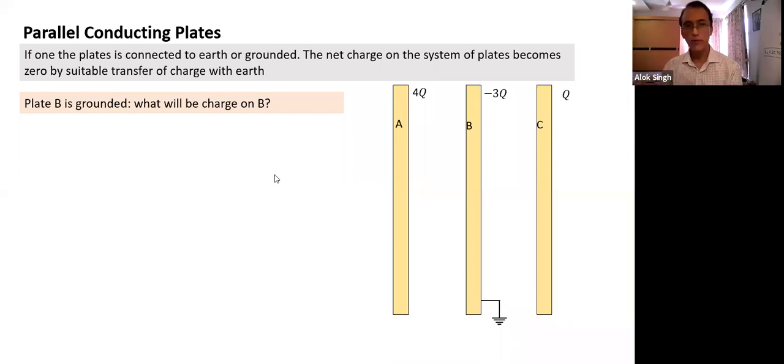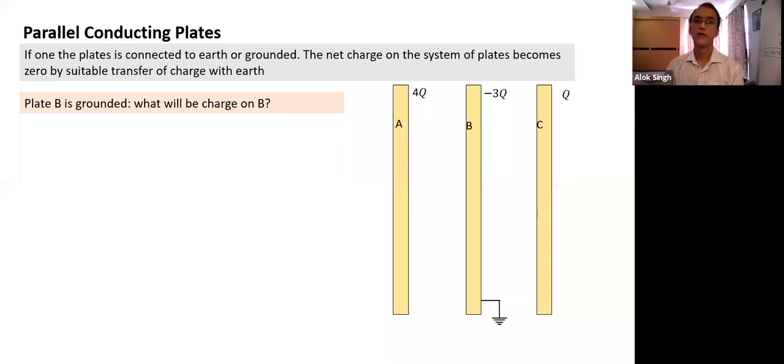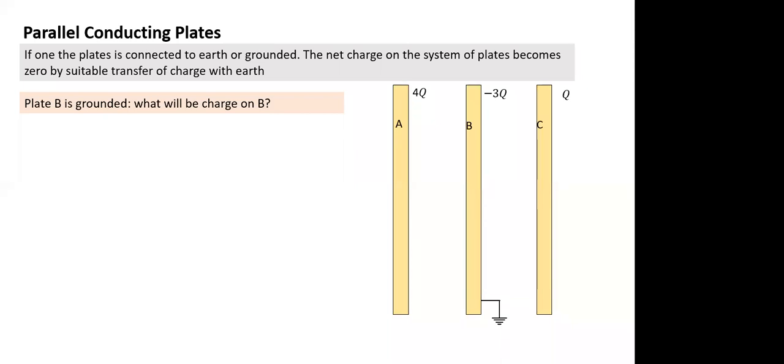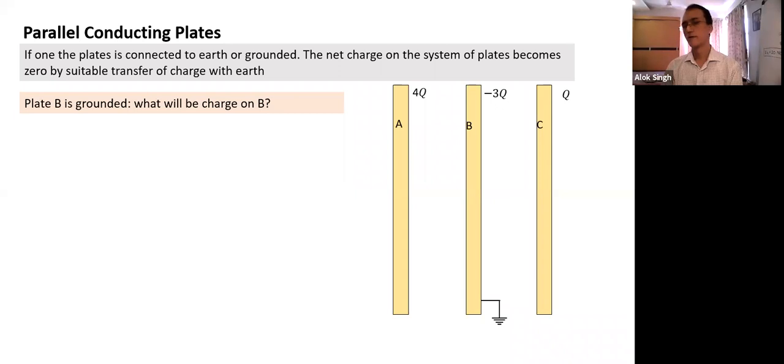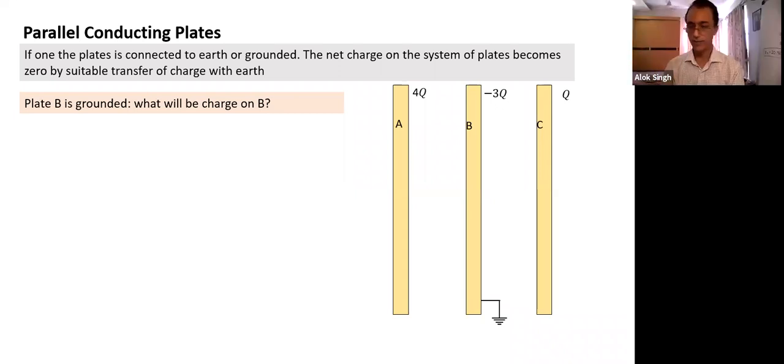So Kathy, please tell me what is the charge on B? How do you find charge on plate B? Sir, plate B is grounded. Right. So the net charge on the system has to be equal to 0. Yes, so the sum of the charges on A and C is 5Q. Plate B has to have a charge of minus 5Q. Every single sentence perfectly said. Very good. So this is something you said very rightly.